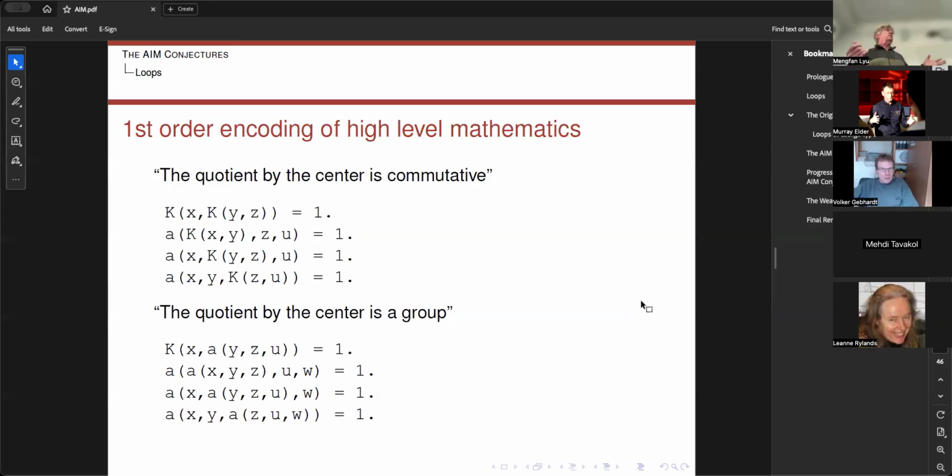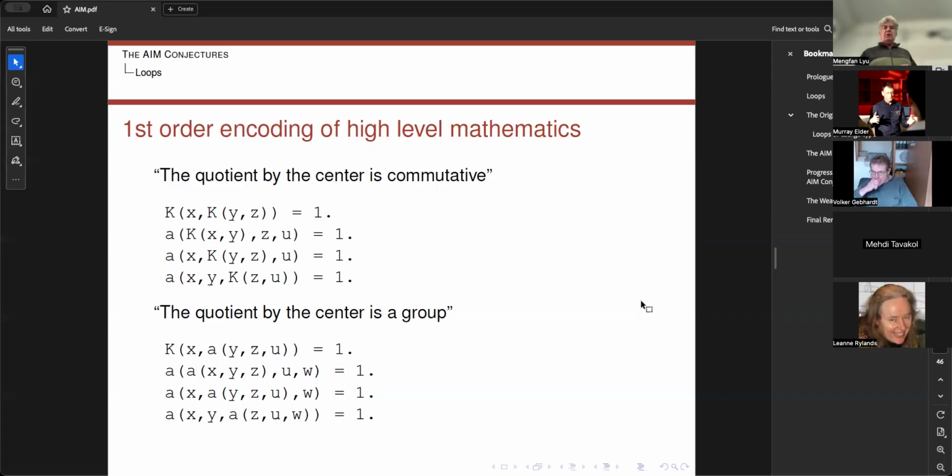Let's say, for example, that your high-level concept is that you have a loop, and the quotient of that loop by its center is a commutative loop. Now, that sounds very high level because, for example, I mentioned quotients, and that's a second-order concept right there. But here's how you would exactly specify that equationally. What those first four equations say is that every commutator commutes with everything and associates with everything. So that means that every commutator is in the center. So when you mod out the center, all the commutators will vanish.